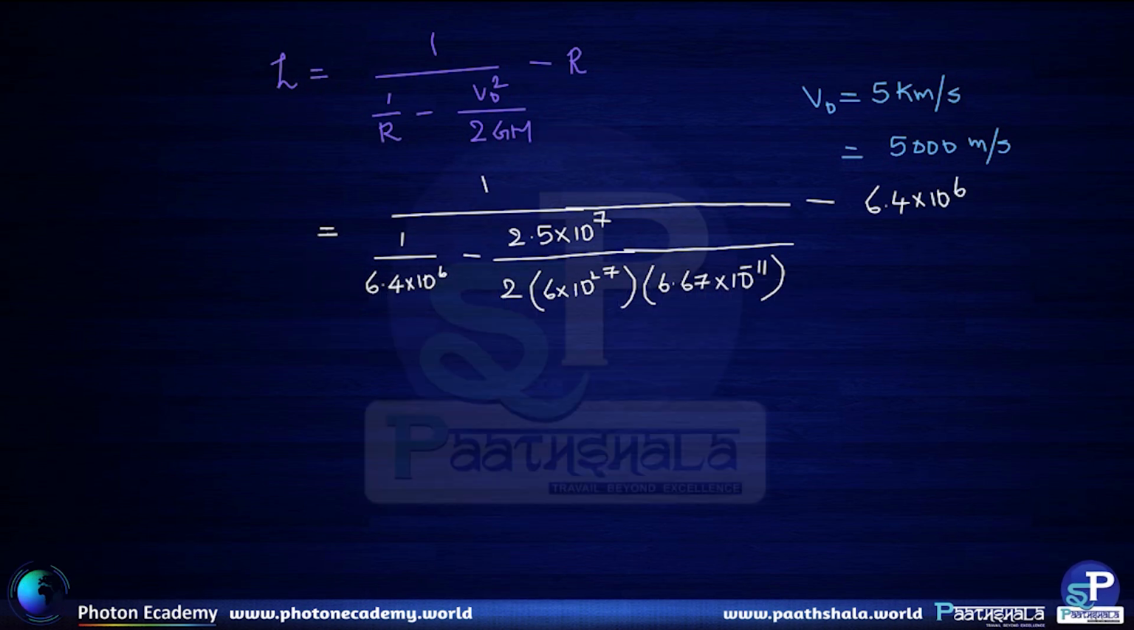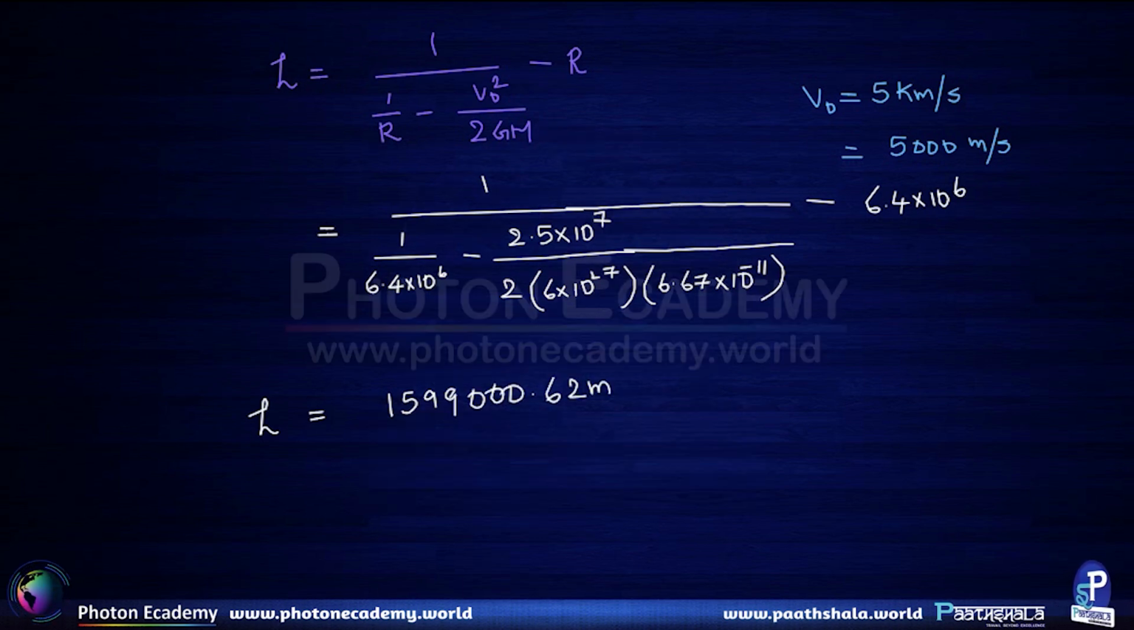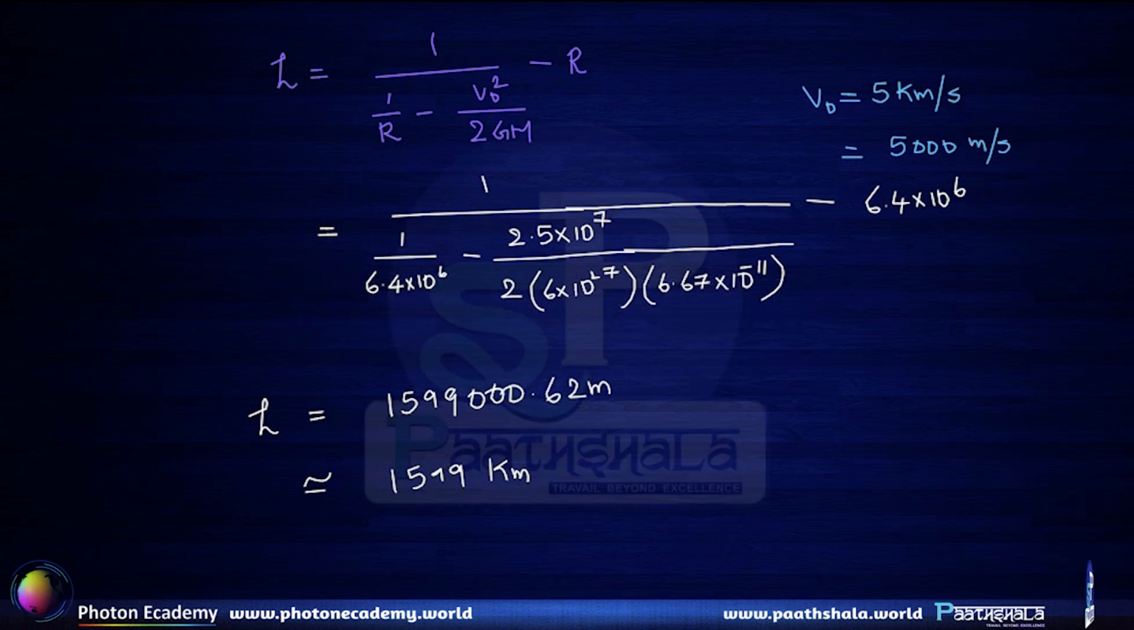After simplifying this mathematical expression, we are going to get the final result, 1599,000.62 meters. So this is approximately 1599 kilometers. So the rocket's maximum height of projectile is going to be 1599 kilometers.